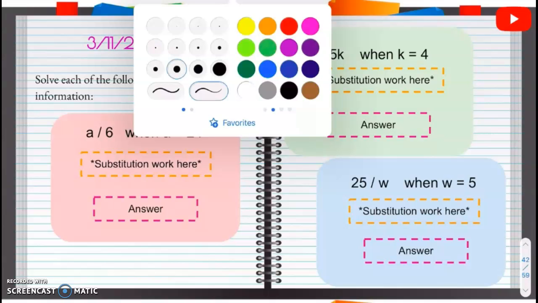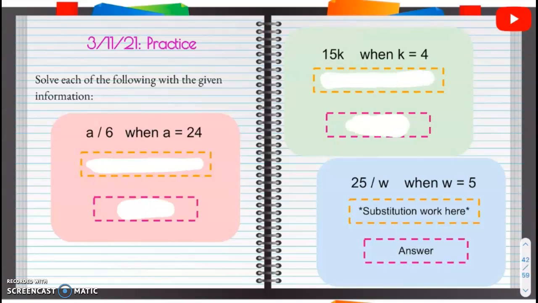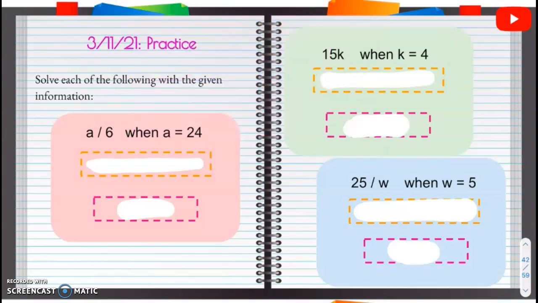So let me give some leeway here with our space. There we go. Get some space. Space to work and the answer. Perfect. All right, so we're going to solve them with the given information.